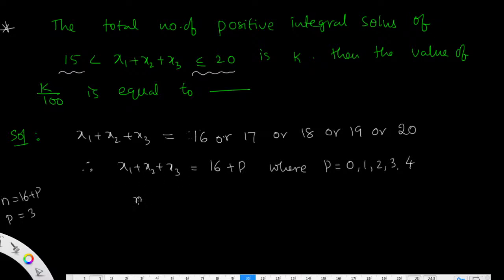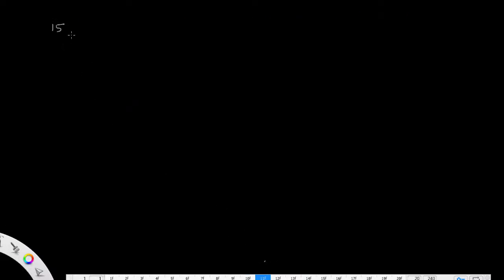Now by Beggar's formula, 16 plus p minus 1 C 3 minus 1, then it goes to 15 plus p C2. Now write 15 plus p with p equal to 0, 1 and so on. Then you get 15 C2 plus 16 C2, 17 C2, 18 C2 and then 19 C2.